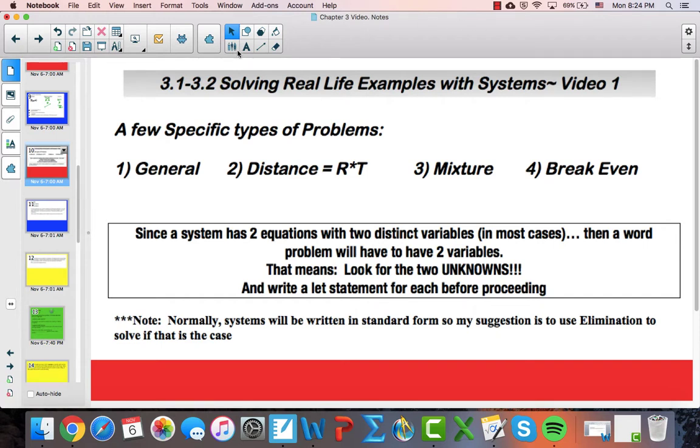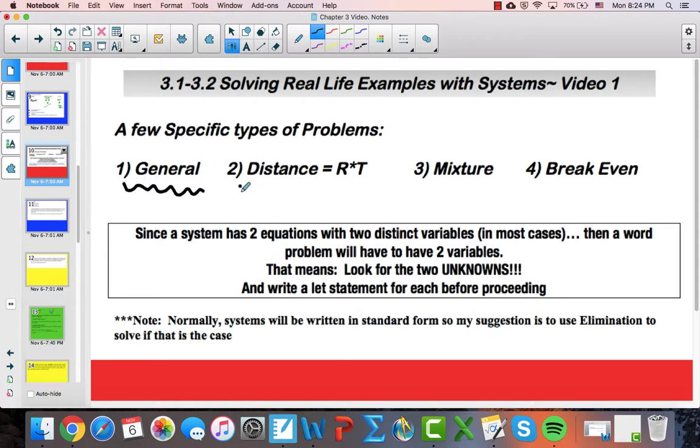Hi everyone. So now that we've practiced solving systems of equations, we're actually going to use real life examples and use our systems of equations processes to solve them. There are several different types of problems where we can use systems of equations, and I'm going to go through four different types. I'm going to call them the general type.